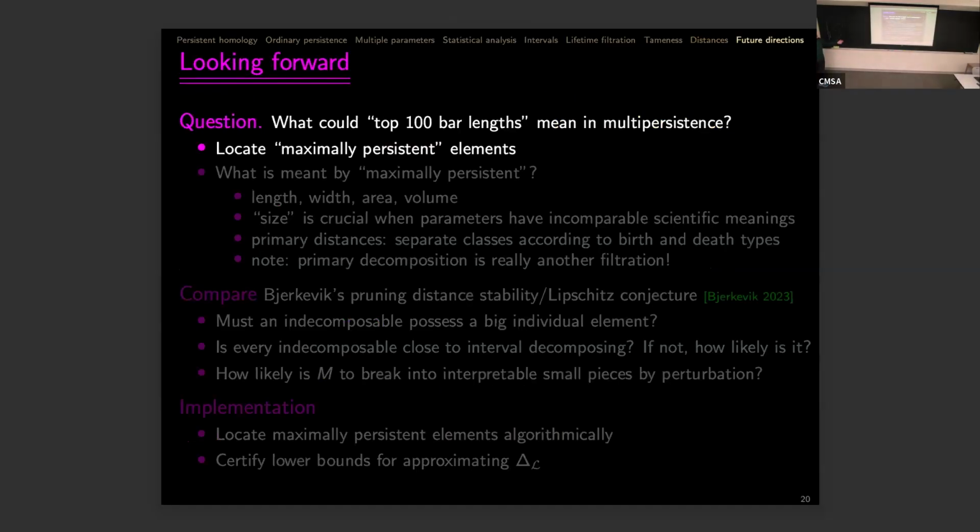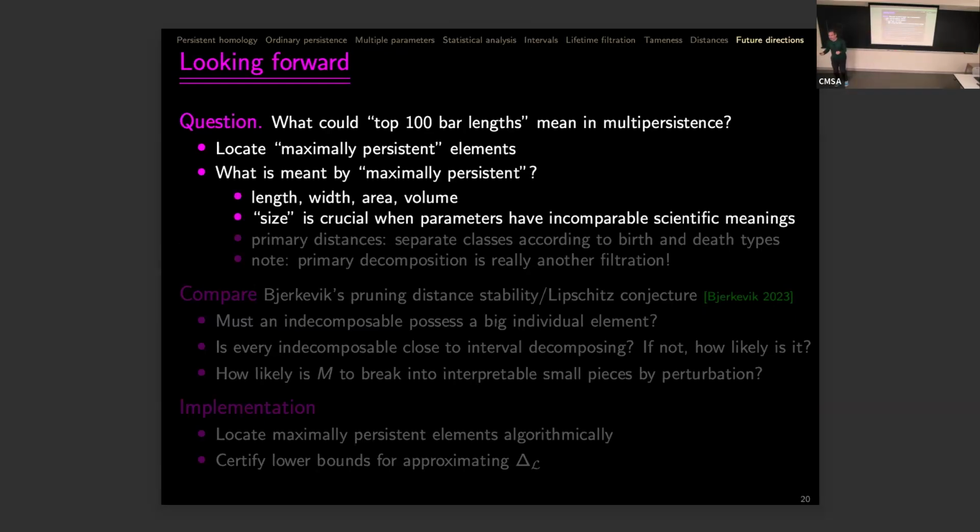Okay, so what could the top 100 bar lengths mean in multi-persistence? The idea is that in some sense it's an obvious thing to do. When you look for an element in one parameter, what are you doing when you're trying to find this big long bar? You're looking for an element whose persistence is maximal. You just look for a maximally persistent element. You can do the same thing in a multi-parameter persistence module. This is the last slide, by the way, so it's fine. But what's meant by maximally persistent?